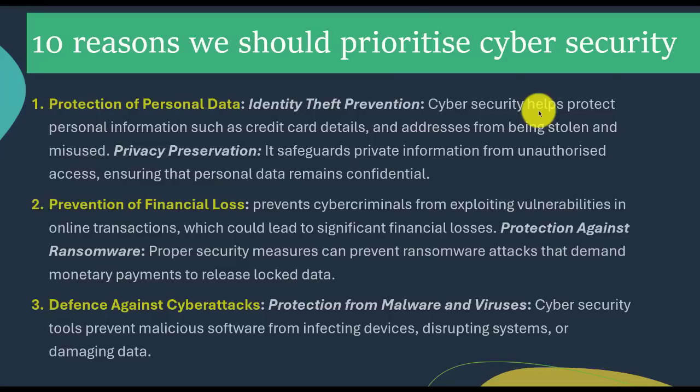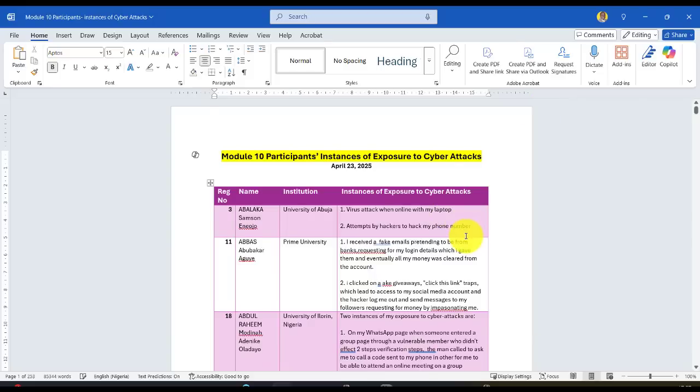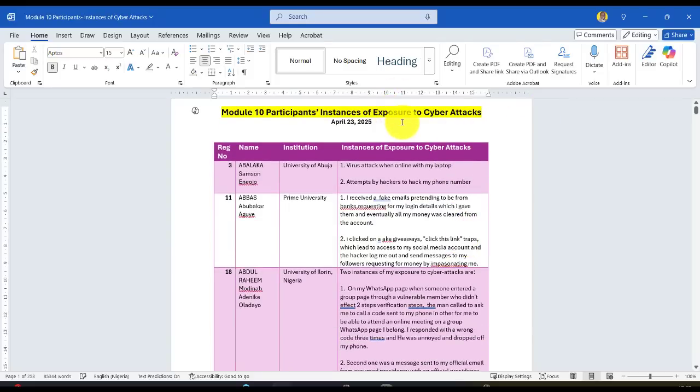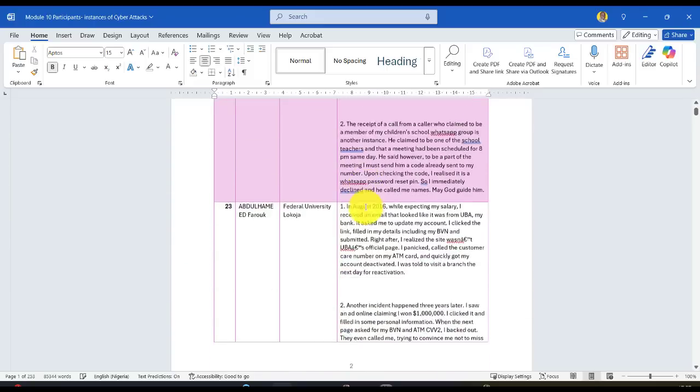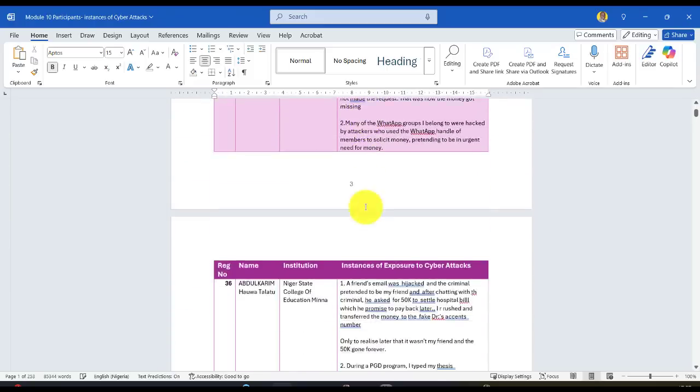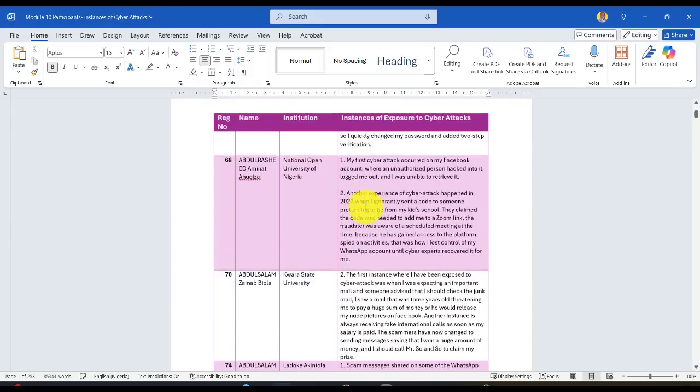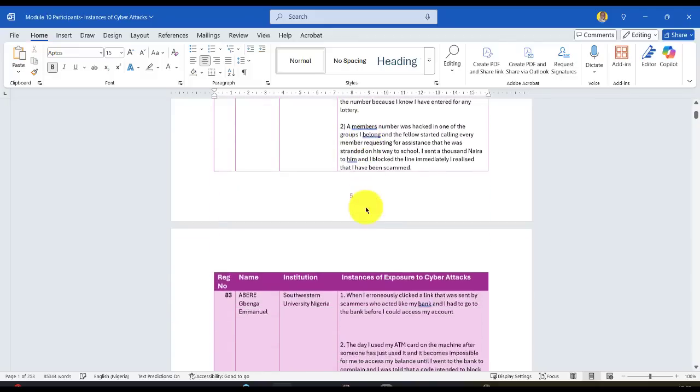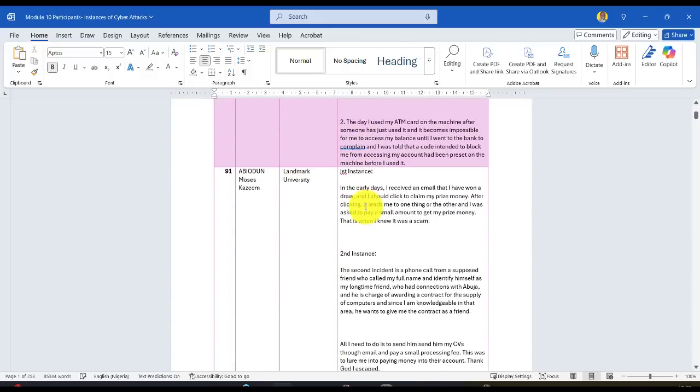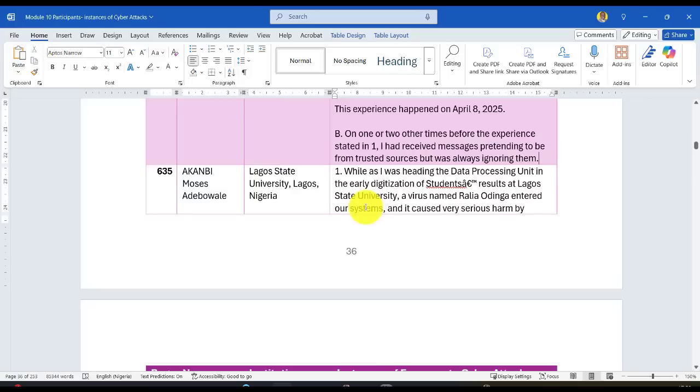Protection of personal data. Talking about protection of personal data, we asked you during the discussion to provide 2 instances where you have been threatened by cyber. So let's look at some of them. Here you provided instances where you were exposed to cyber attacks. So you can see what you provided, quite a rich harvest. None of you in the class has not been exposed to some cyber attacks. So let's pick out 1 or 2.